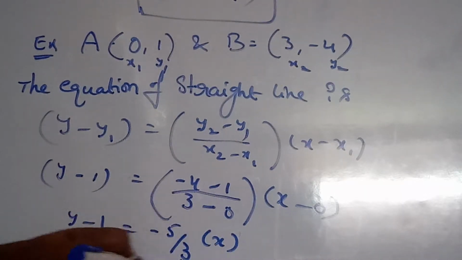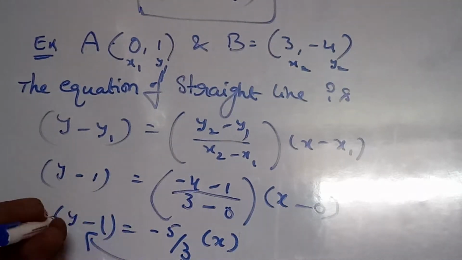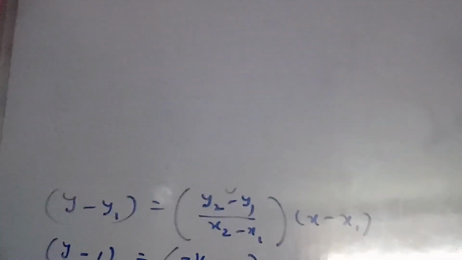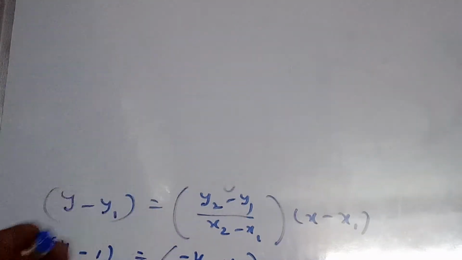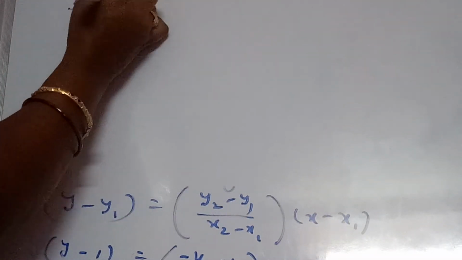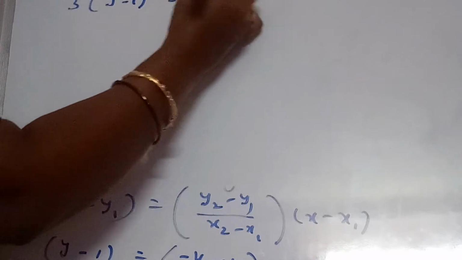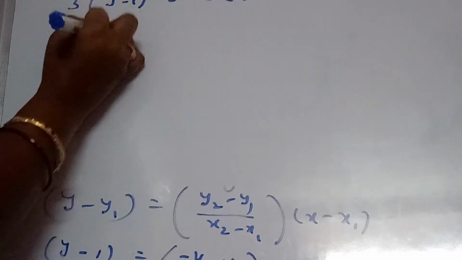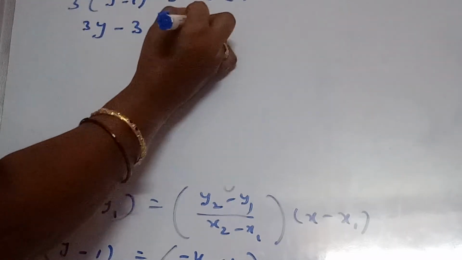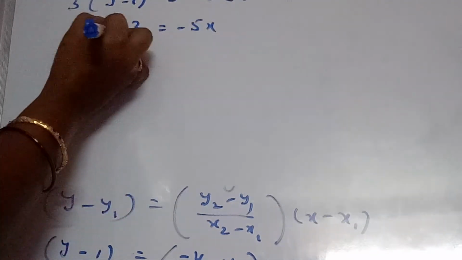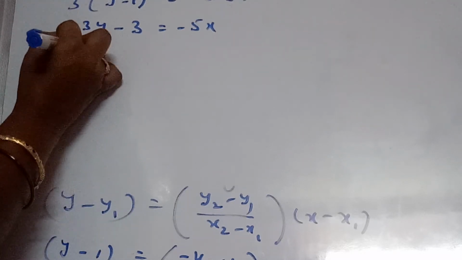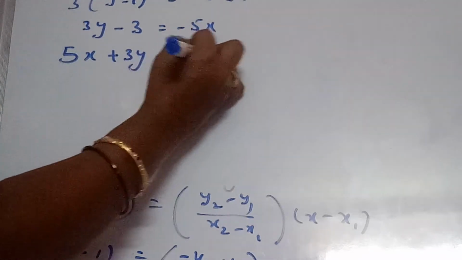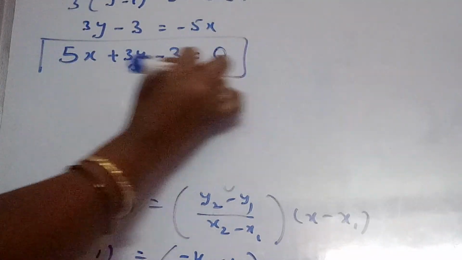So the 3 comes to this side, then multiply the value. So 3 into (y minus 1) is equal to minus 5 into x. Multiplying 3 through the whole bracket, 3y minus 3 is equal to minus 5x. Then this minus 5x moves to this side as plus 5x. So 5x plus 3y minus 3 is equal to 0. This is the equation of the straight line.